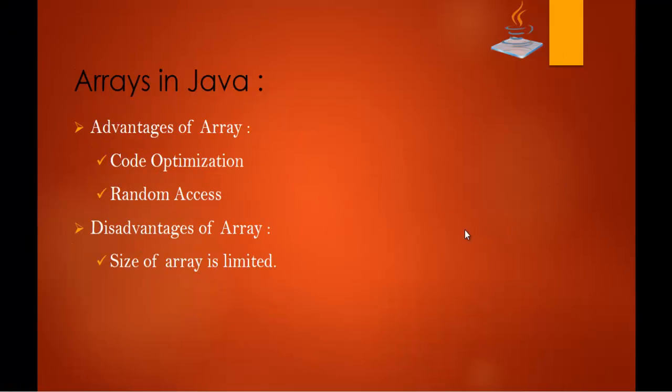So what is the advantage of using an array? That is code optimization and random access. An array is a collection of things, so if you want to access the 10th item or 15th item, it's very simple and easy. And disadvantages of the array: the size of the array is limited, in the sense that if I specify the size of the array, then you can't store anything above that size. So that's the disadvantage of using an array.